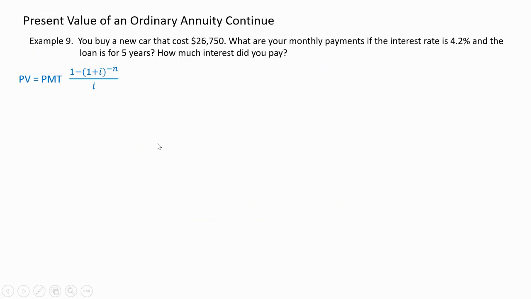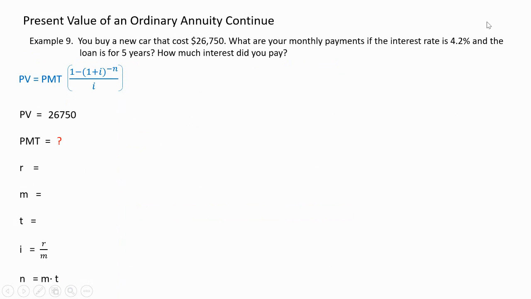Okay, so let's put the formula here. You buy a new car. Here we're looking for the monthly payment, so we're looking for the payments, PMT. This is how much the car costs, so this is the amount of money that you borrow from the bank, the $26,750.